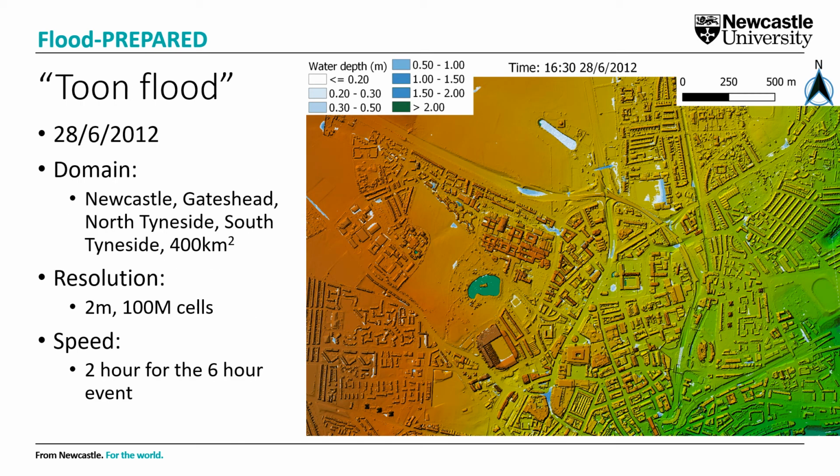The HiPIMS flood model was calibrated in Newcastle with a very serious event that happened in 2012. It's called Toon Flood. The model domain covers Newcastle, Gateshead, North Tyneside, and South Tyneside with a total area of 400 square kilometers. And the resolution of the model is 2 meters, which means it has 100 million cells. The speed was 2 hours to simulate the 6-hour event.